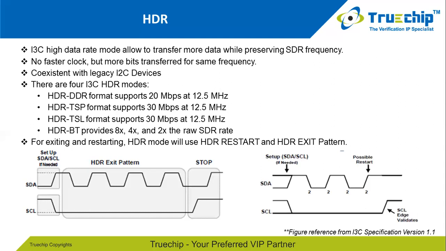The restart pattern starts the same as the HDR exit pattern, that is SDA high, SCL low. But it detects SDA toggling 4 times, fall and rise, continuously. After that, the pausing of SCL validates the restart condition and starts the new transfer.